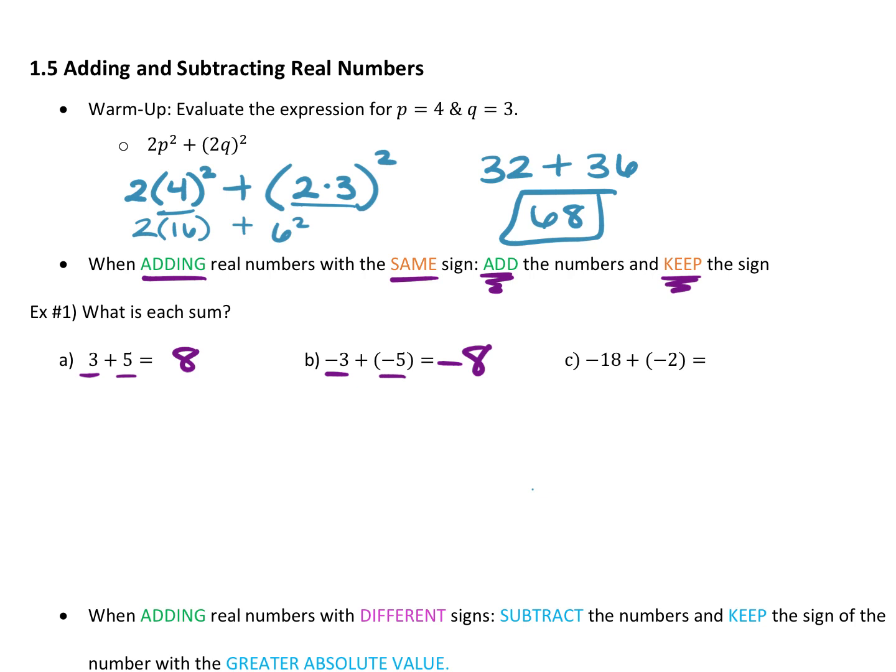Negative 18 plus negative 2. Do you add those numbers together or subtract them? You add them. They have the same sign, so add them. 18 plus 2 is 20. Positive or negative? Negative, because they started as negatives. Okay?